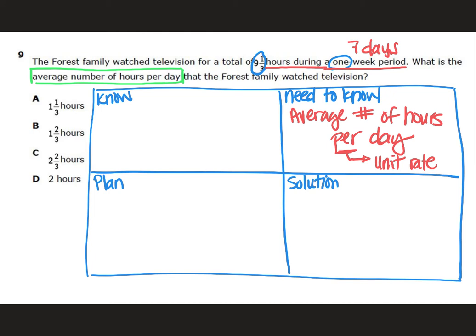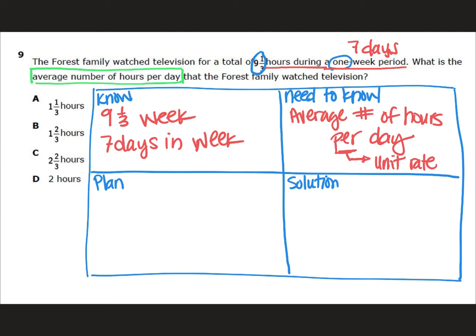Okay, so let's see what we're dividing. I know that I have 9 and 1/3 for the week. And again, I know that there are 7 days in a week. So now I'm going to take my 9 and 1/3, a mixed number, and change it into an improper fraction. I'm going to leave it a fraction. I'm not going to go into a decimal because look at my answers. My answers are all in fraction form, so I'm going to keep my work in fraction form.